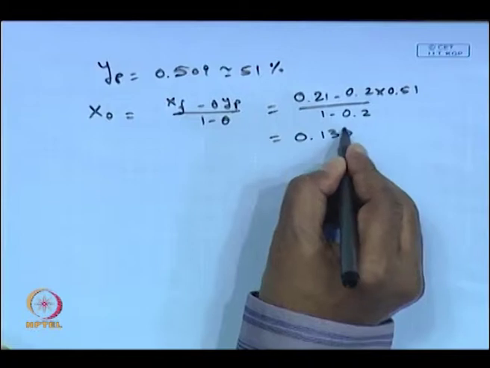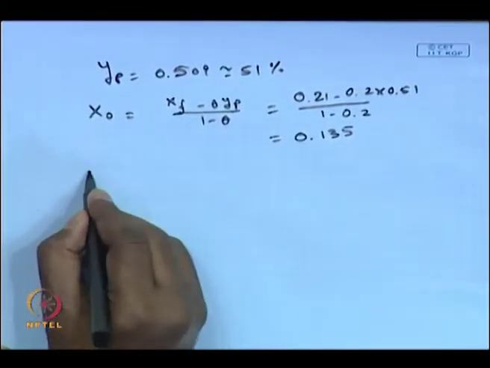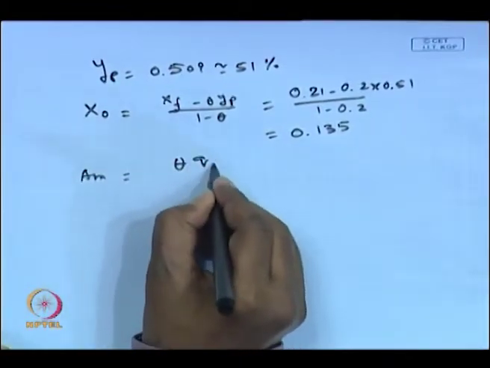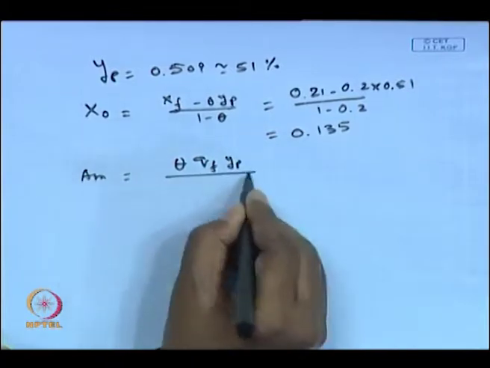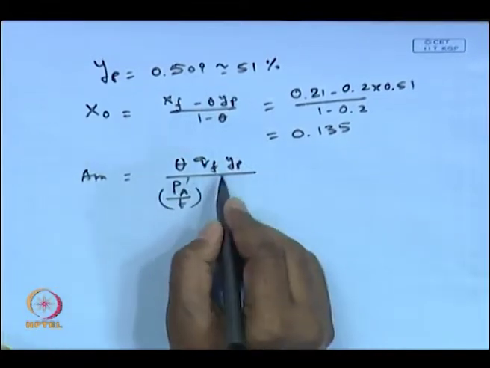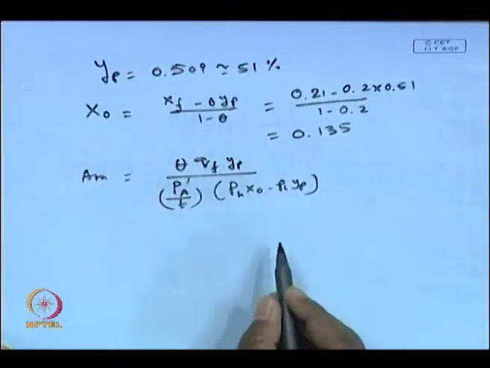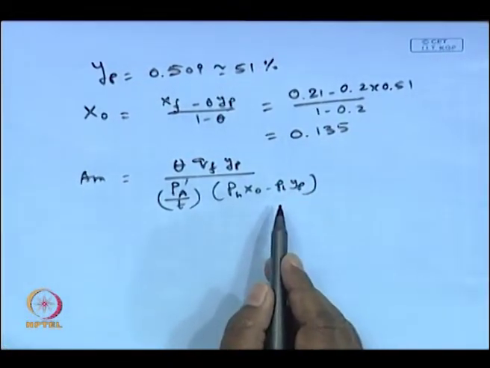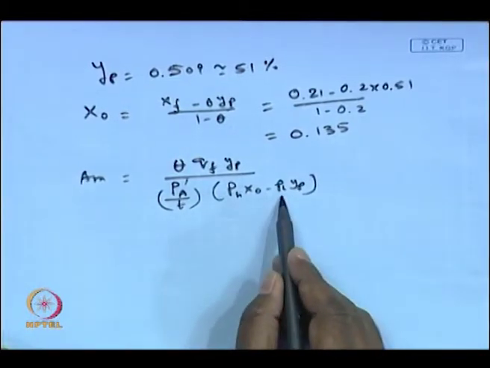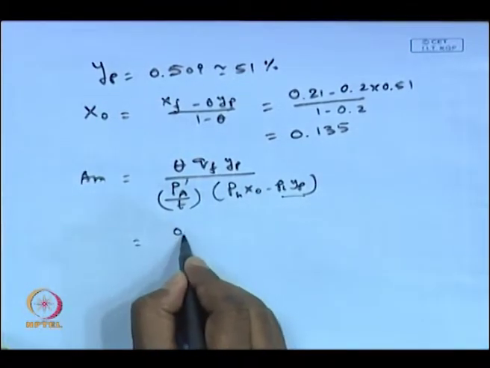And this turns out to be 0.135. Okay. And A_m, the membrane area, if you look into the formula, this was theta into q_f multiplied by Y_p divided by P_a prime over T, that is the thickness of the membrane, times p_H times x naught minus p_L times Y_p. This is the pressure difference across the membrane. This is the partial pressure of oxygen in the feed stream, this term is the partial pressure of oxygen in the permeate stream, and if you put the values, theta was 20%.